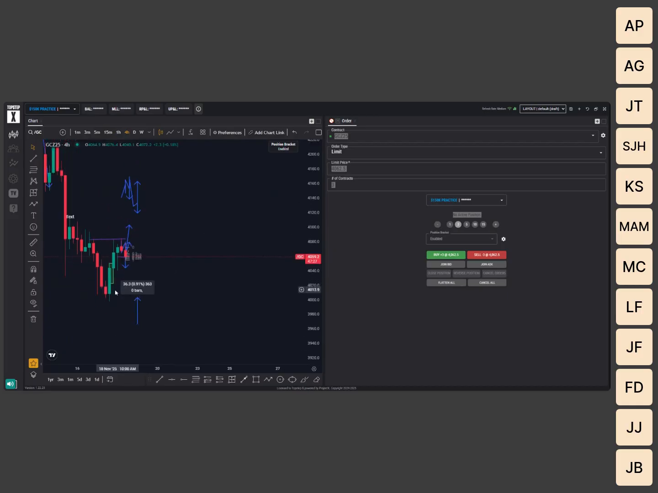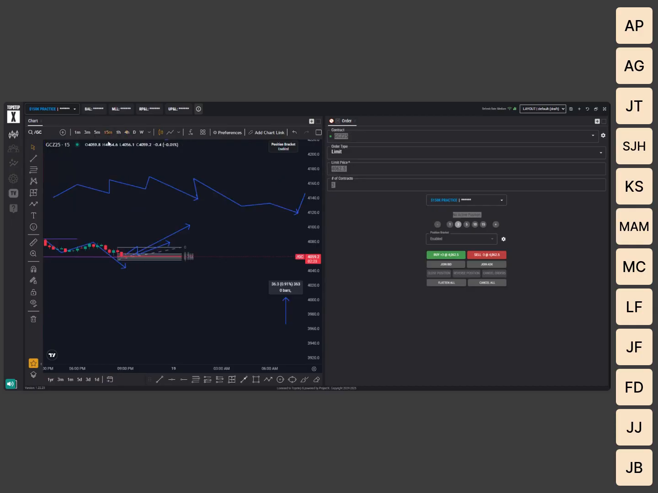I don't see it pushing all the way down, closing below this. So we'll see. I'll keep watching it for entries. Of course, I'll call it out, but the buys is what I want. But yeah, I guess that'll wrap up today's call.